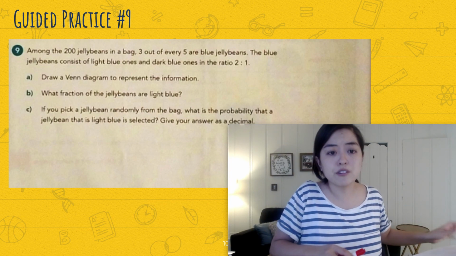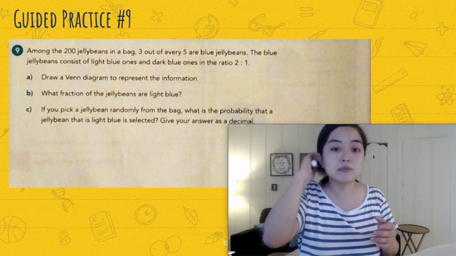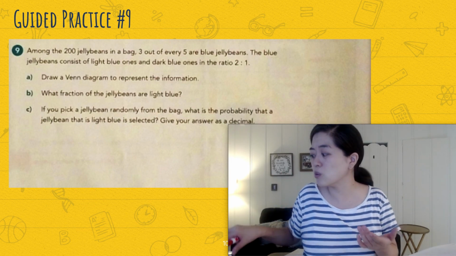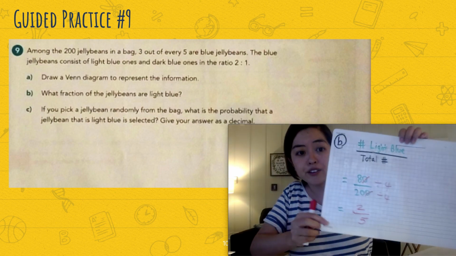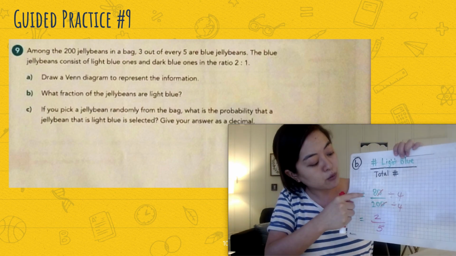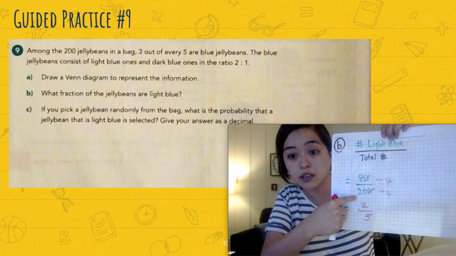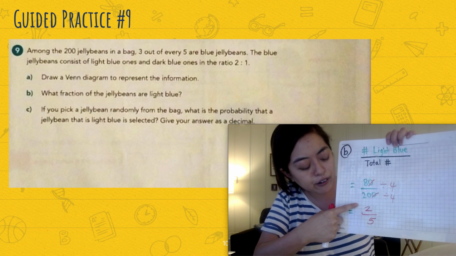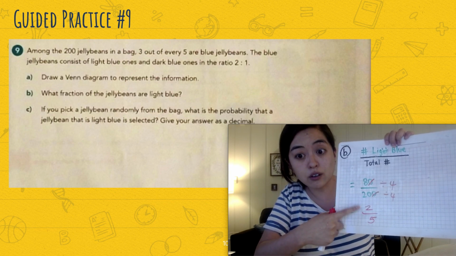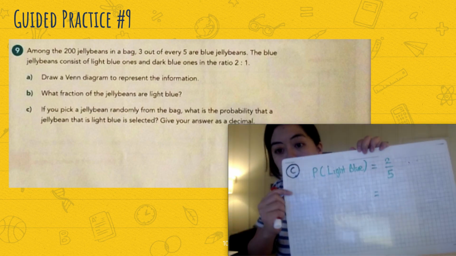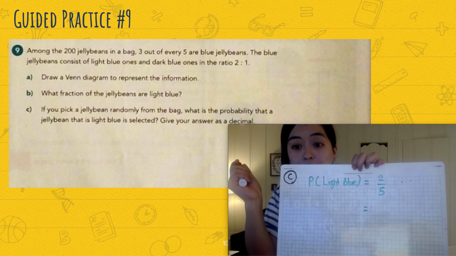if you pick a jelly bean randomly from the bag, what is the probability that a jelly bean that is light blue is selected? Give your answer as a decimal. Well, we already figured out the probability of getting a light blue, which is 80 out of 200. And then we simplified it and we got our fraction 2/5. So I'm going to write 2/5 as my probability of getting a light blue so far, because I already did the work in part B.